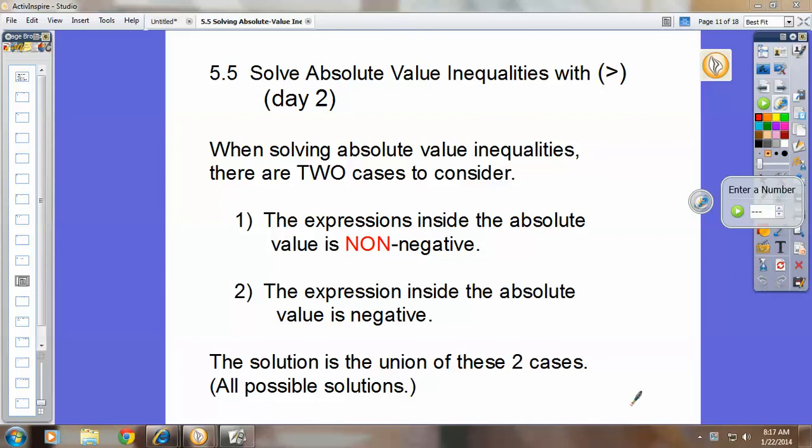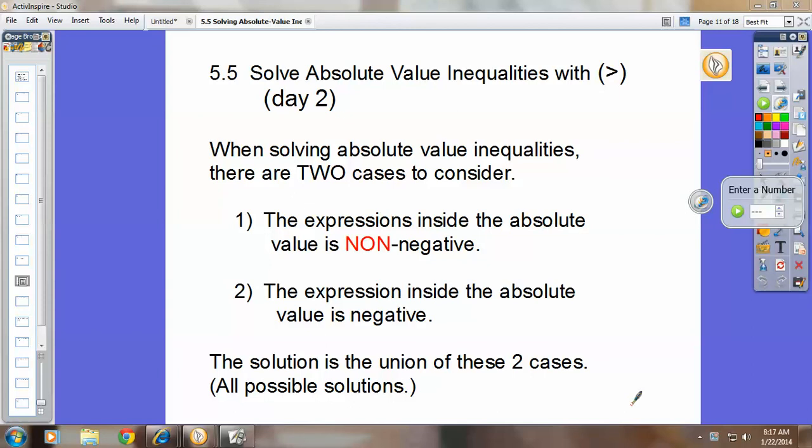Still section 5.5. We were solving absolute value inequalities. Yesterday our focus was just on the "and" type of problems. What inequality were we given that we knew was always going to result in an "and"? Less than, or less than or equal to. And we use the silly saying "less than" to help us remember that less than is "and," right?